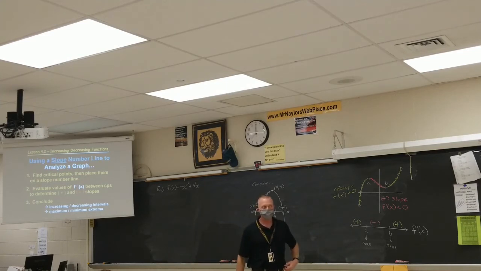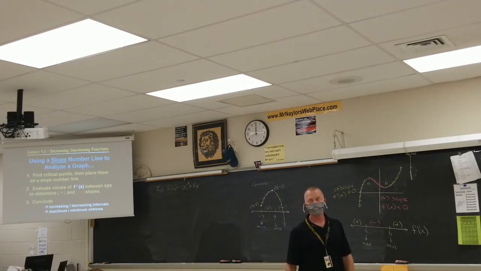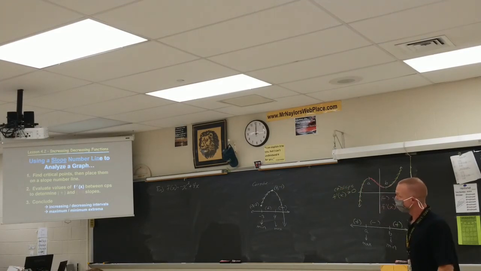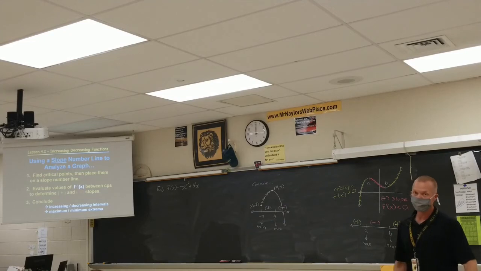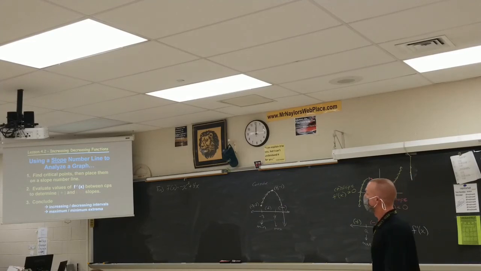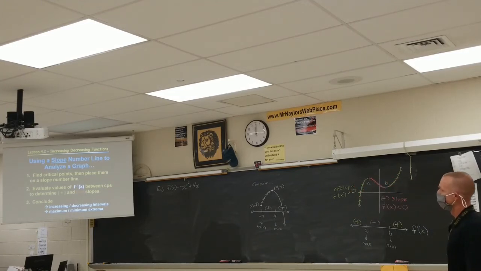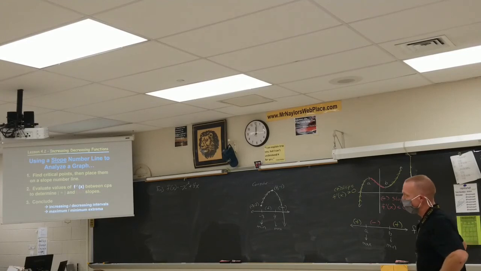Look at the steps. Hopefully you're looking at it, even if you're writing it. You still find those critical points. That's actually what you just spent the last section doing. But we're going to take those critical points, we're going to put them on a number line. Now, it's step 2 that will be the new idea, and I'll show you what I mean by that. You're going to do some evaluating between the corner points.